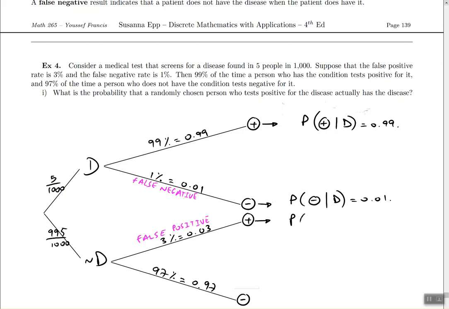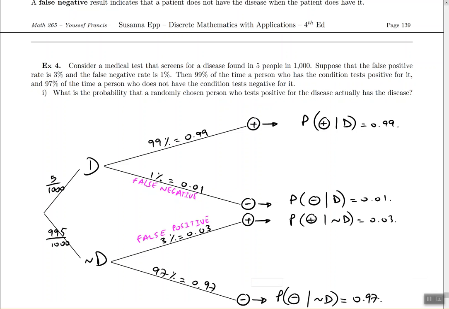The next one is going to be P of plus given no disease, which is 0.03. And finally, the last one is the probability of minus given not D, and that's 0.97.